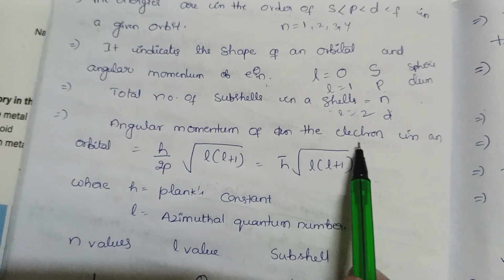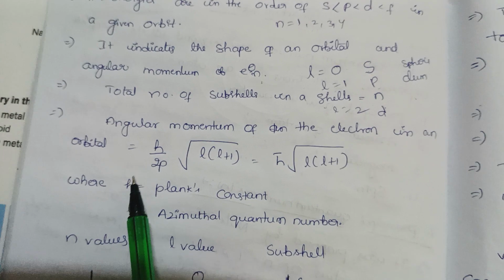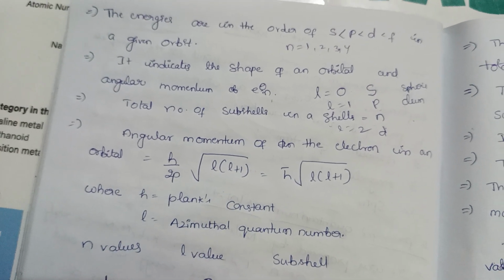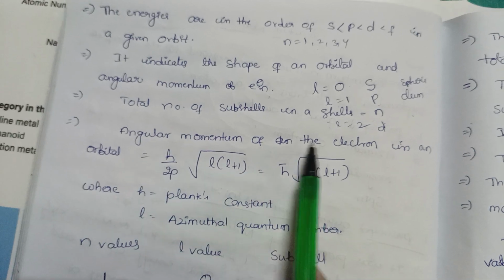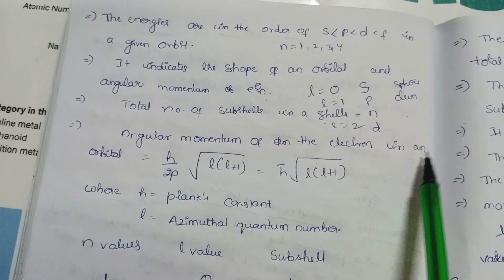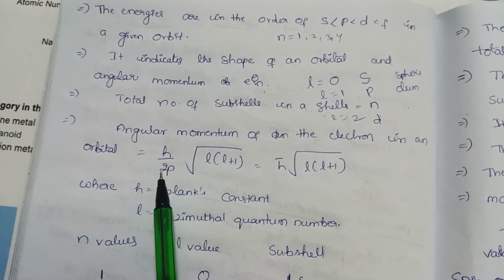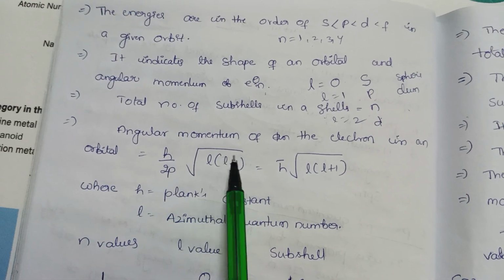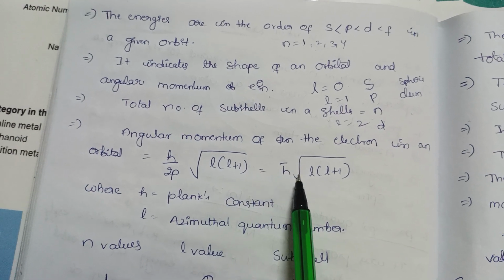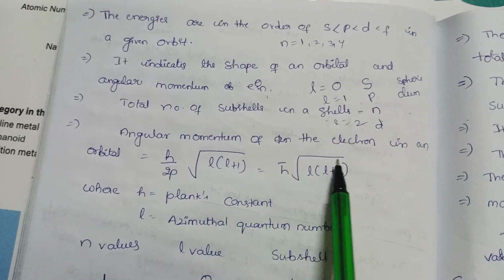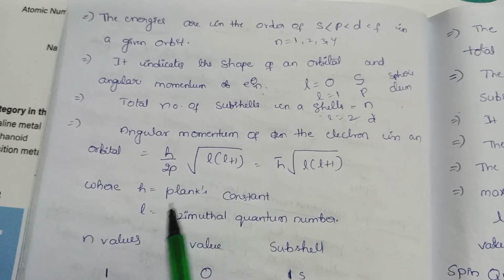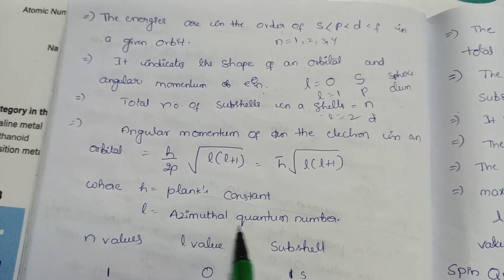Angular momentum of an electron in an orbital: with the principal quantum number we can find out the angular momentum of an electron in an orbit. Here the angular momentum of an electron in an orbital equals h by 2π root of L into L plus 1, which equals ħ (h bar) root of L into L plus 1. h is Planck's constant, and L is the azimuthal quantum number.